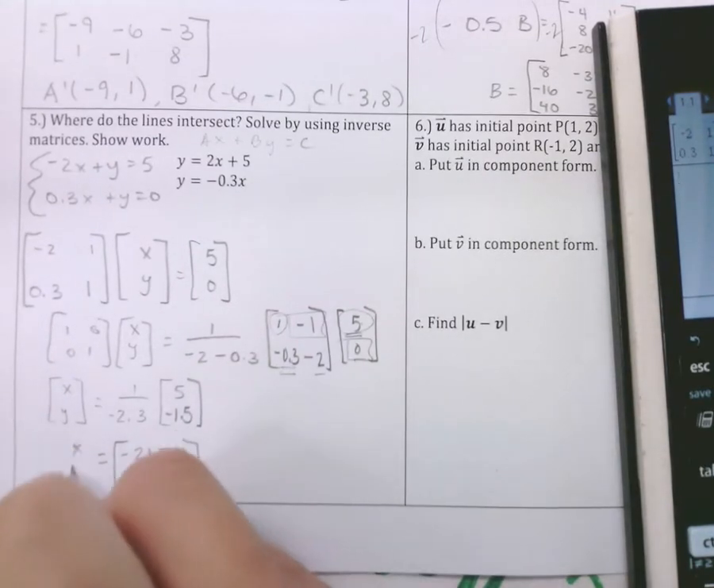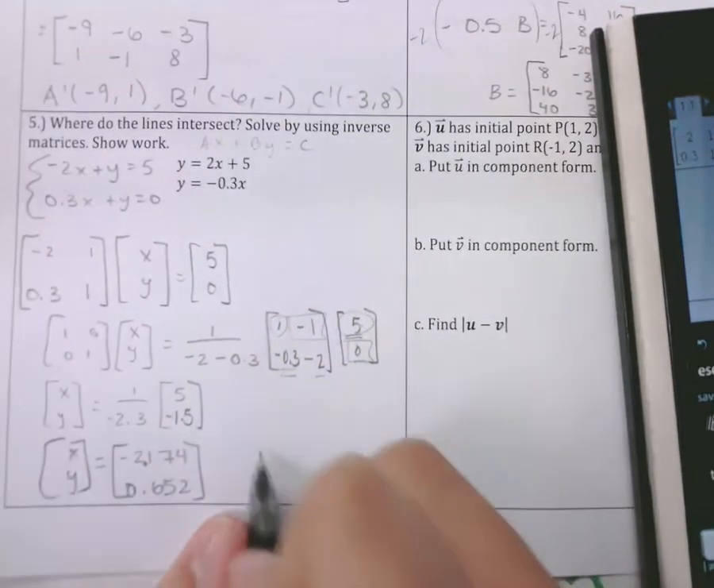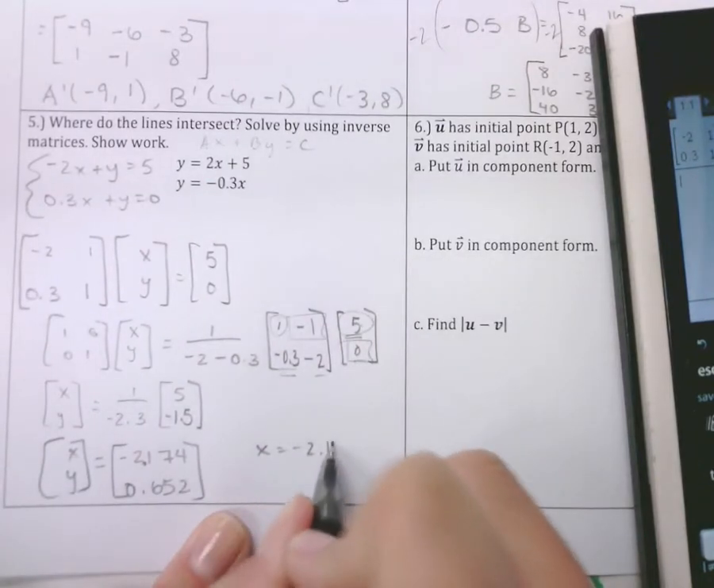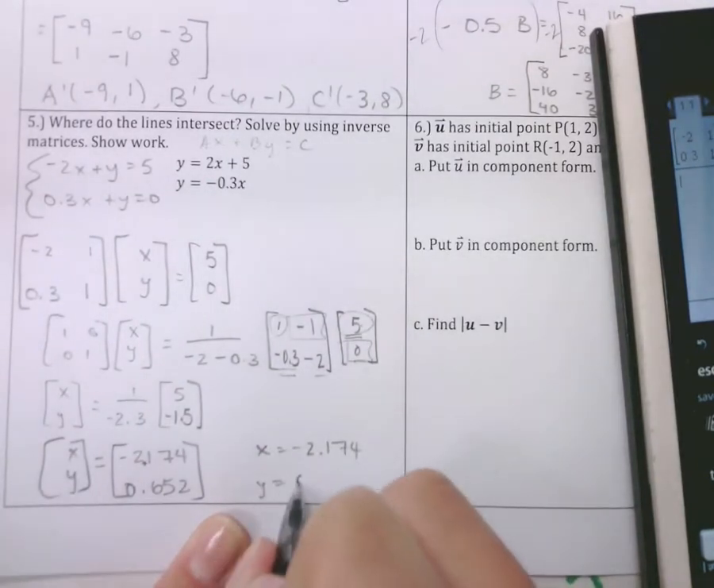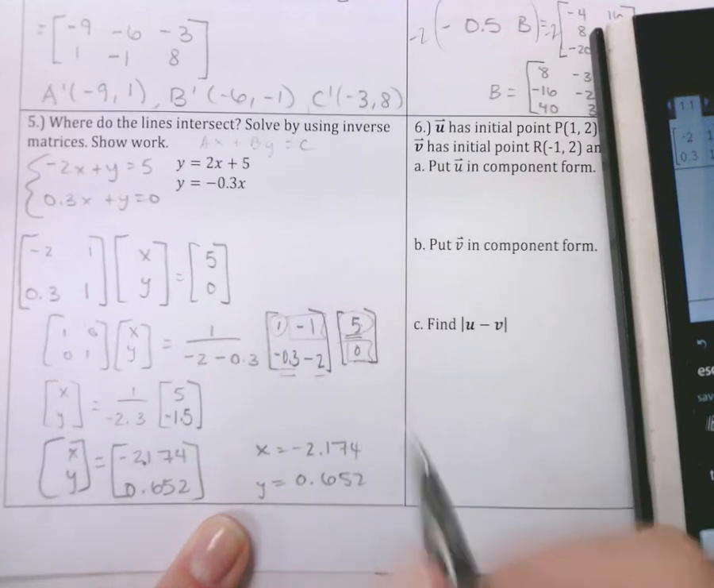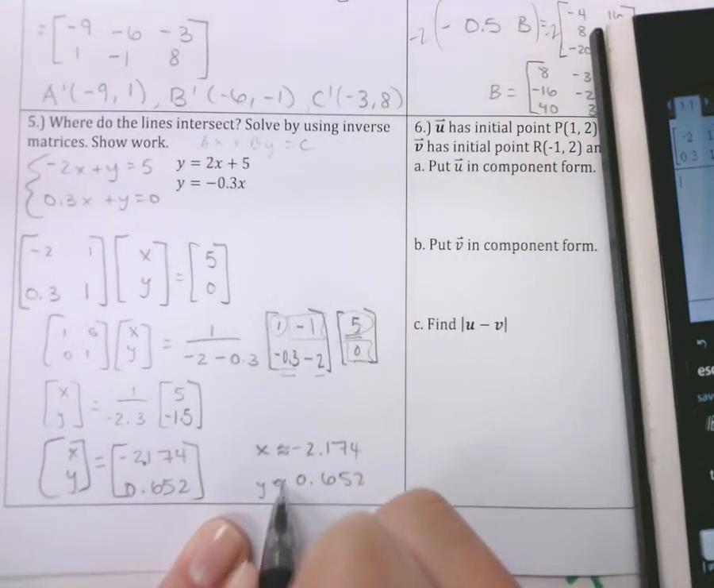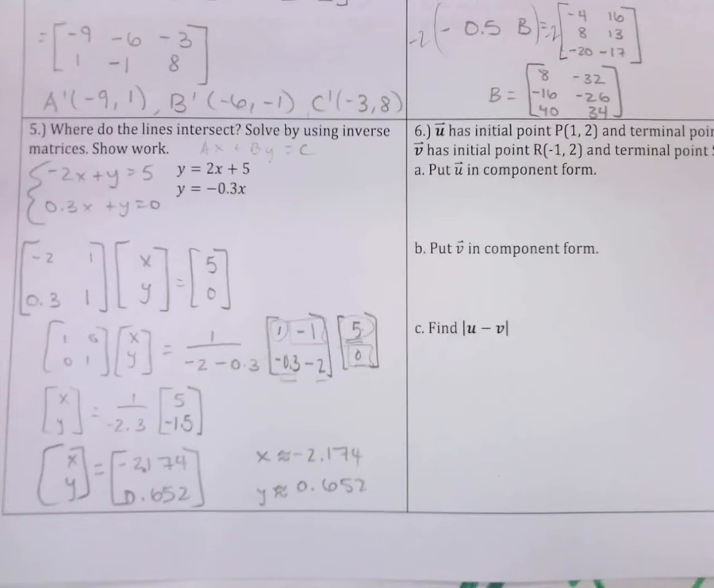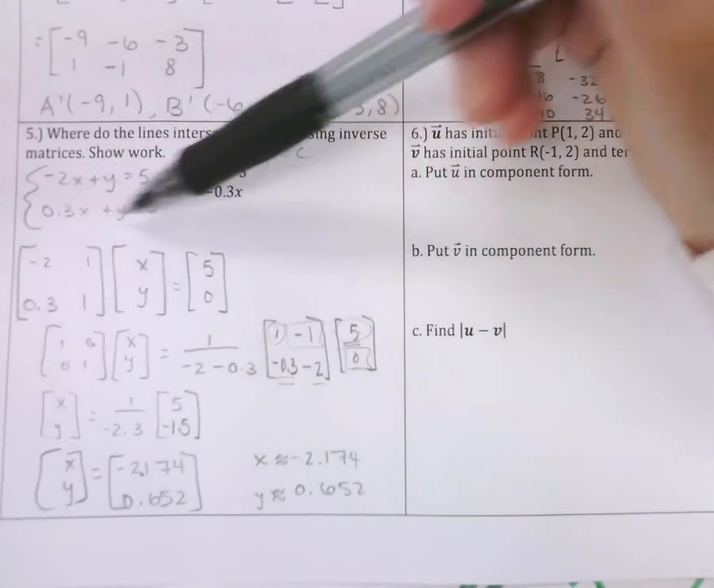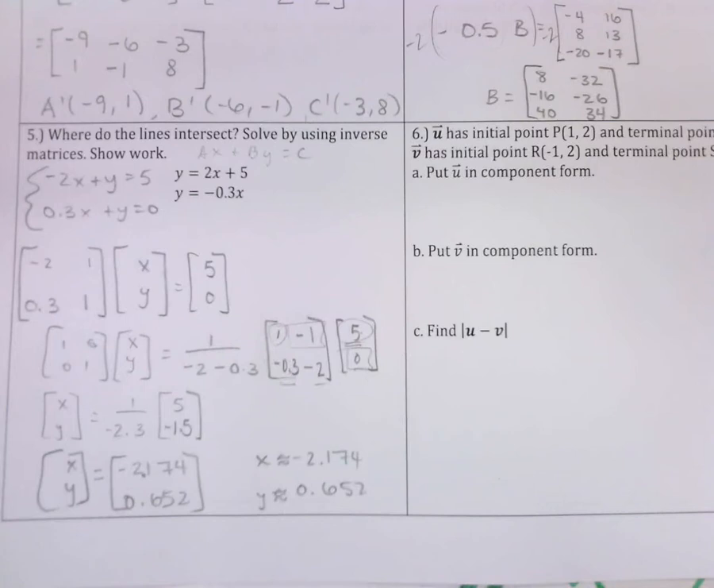So these are rounded answers, but x is -2.174, y is 0.652 approximately. If there's fractions, fractions are better. We could have gotten the exact answer with fractions if we had multiplied this first equation by like 10 and got rid of the decimal, we would have had more accurate answers.